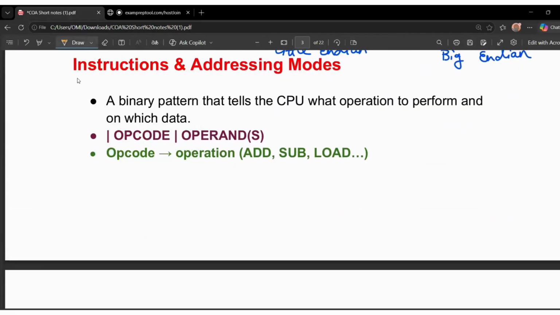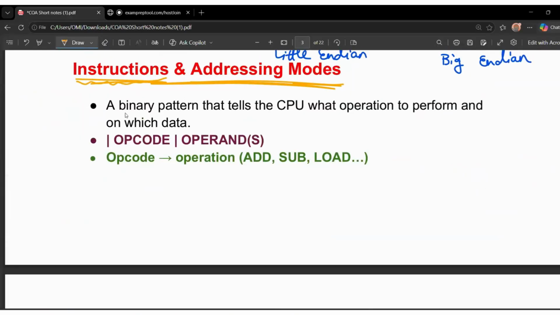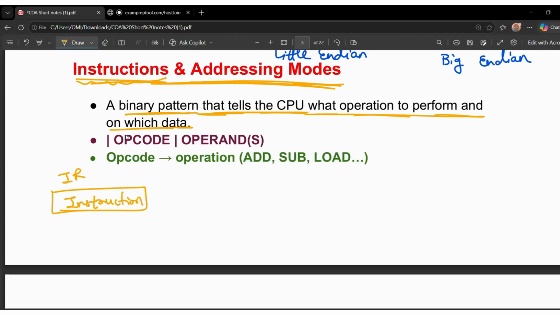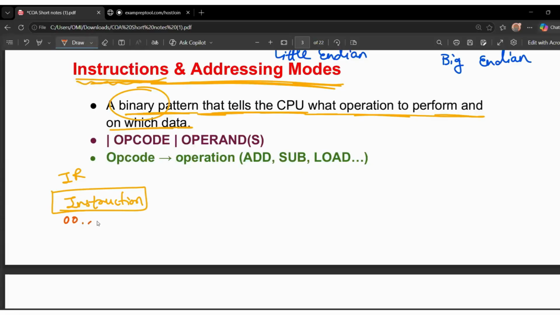Then we have seen something called instructions and addressing modes. We have seen in detail what an instruction is and what the different addressing modes are. So what is an instruction? It is a binary pattern that tells the CPU what operation to perform and on which data. You have something called the instruction register, which stores the instruction. It is a binary pattern, because in the computer everything is stored in terms of zeros and ones. So it tells the CPU what operation to perform and on which data.